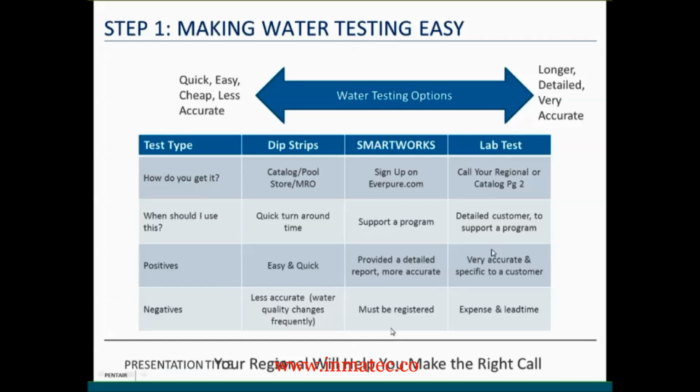And the last and most accurate is a laboratory test. How do you get these? You call your regional sales manager, or look at our catalog, page 2, and I'll have a part number where you can order a test kit. When should you use this? For a detailed customer and to support a program. This will provide the most accurate information to share with the customer. It's third party. There's no arguing necessarily with the results, and it seems fair and balanced. It's very accurate, and it's specific to that customer's site.